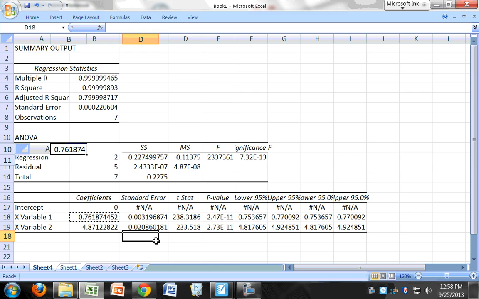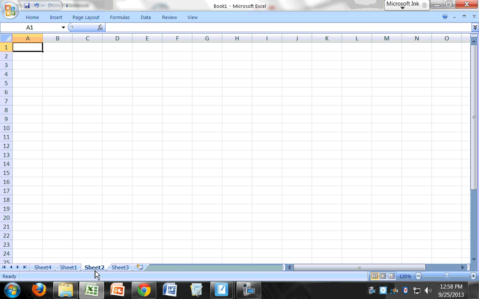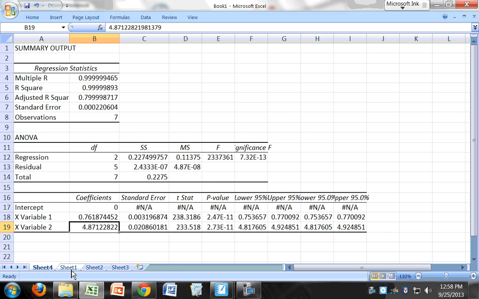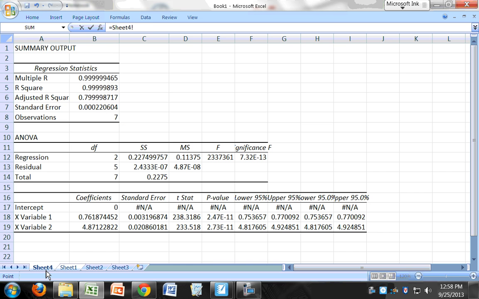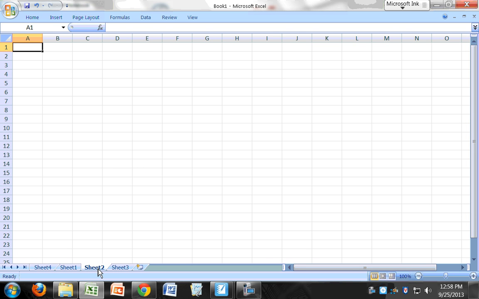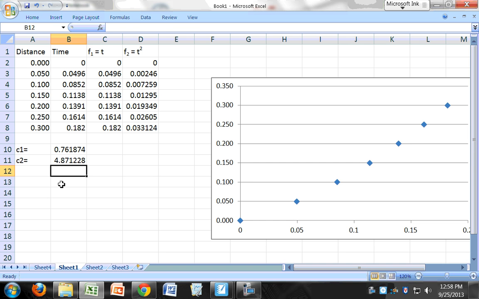What happened? Okay, so there's my C1, it's 0.761. And I'm going to put my C2 here just so I can see it. And that's equal to, I'm going to point to the value in C4. There it is, 4.87, right?